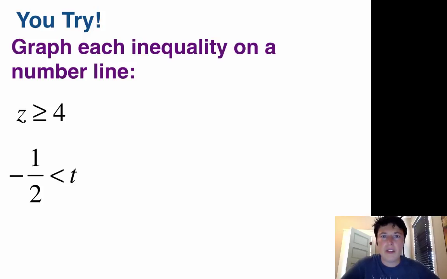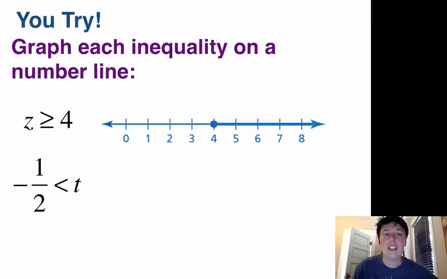Okay, let's check some answers. You've got two number lines. You should be unpausing the video. You should have your number lines completely done. We're going to see if you did them right. So for the first one, z is greater than or equal to 4. You should have a solid point on 4. It should be solid and then shaded to the right. All those positive numbers, 5, 6, 7, 8, 9. So shaded to the right.